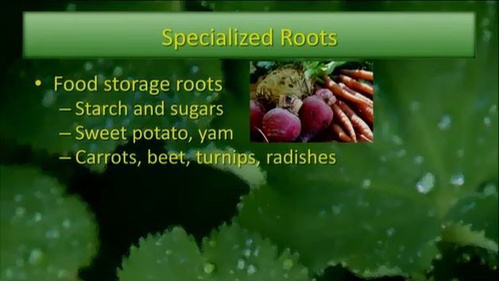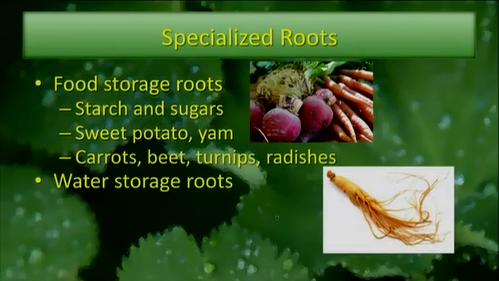Now back to the slides. There are not only food storage roots, but also water storage roots, such as the man root. Man roots can actually weigh up to 66 pounds. They store so much water. They live in the kind of yellow desert area of eastern Washington state.